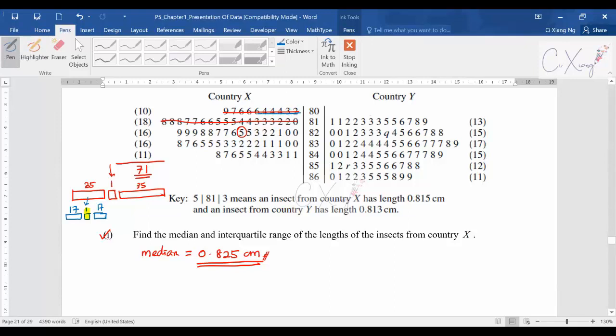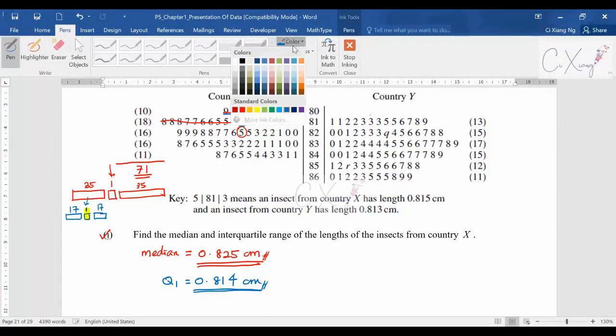Okay, so I cancel off the first row from 1 until 10. Then this is 11, 12, 13, 14, 15, 16, 17, and this is my 18th number. So from here you will see what is my Q1. My Q1 is 0.814. Again, no need to show any step, you just write an answer.